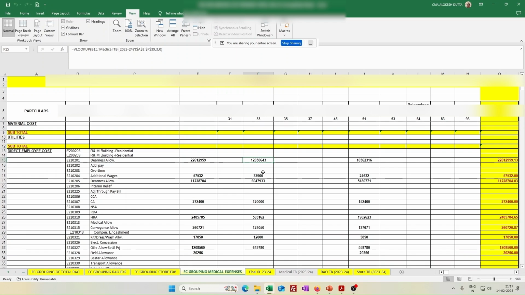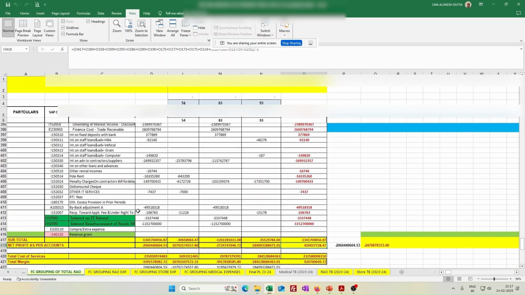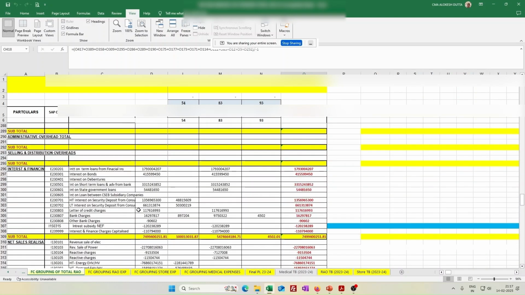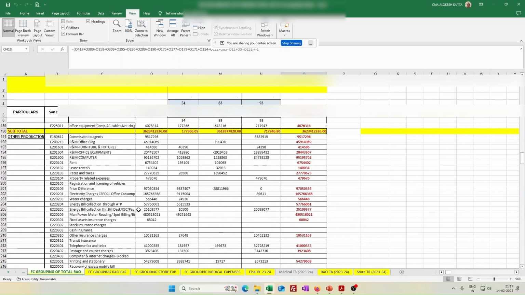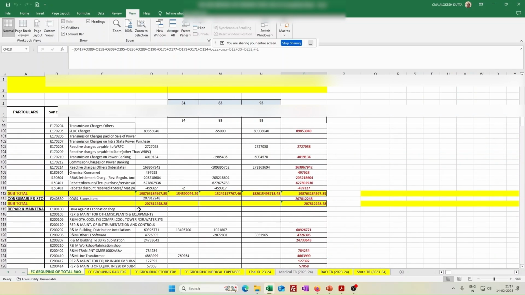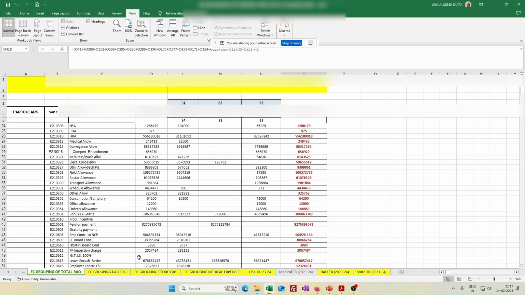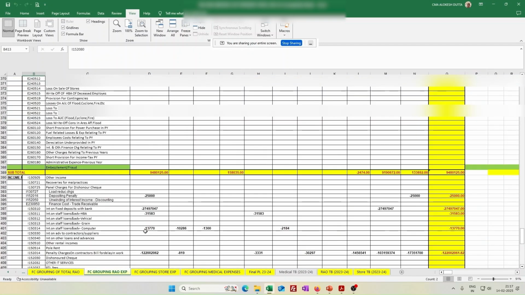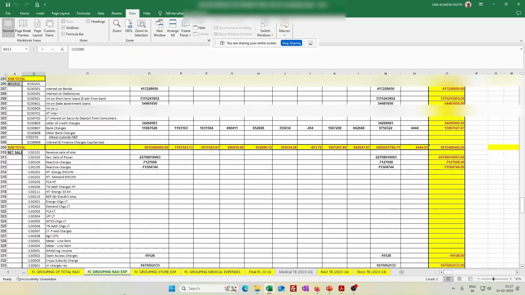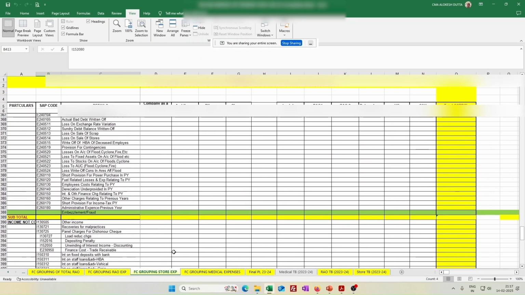You have to put the command VLOOKUP. In this way, you have to allocate, remapping all the financial codes according to your average cost statement. Now, this is the FC grouping of actual FC grouping excluding service department cost, including service department cost. This is the FC grouping of RAO expenditure itself, RAO office, regional accounts office. This is the FC grouping of the store department.